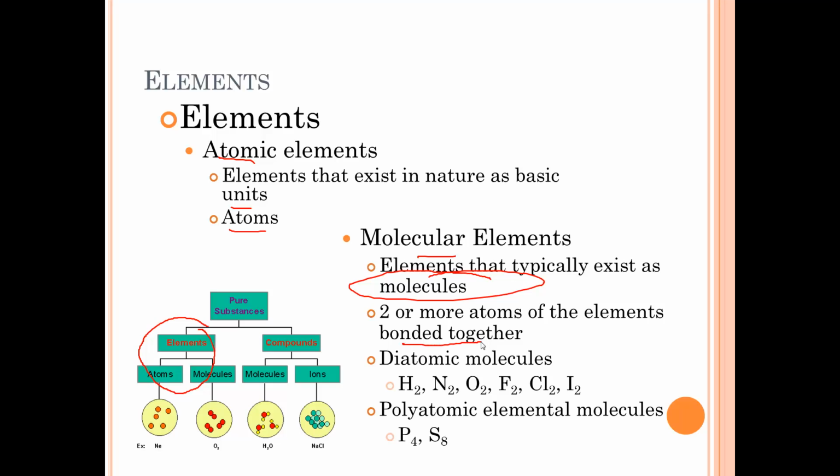Remember, the definition of a compound was 2 or more elements, whether they're the same or different. Well, now we're focusing on them being the same. Notice there's only 1 element here, only 1 element here, so on and so forth. These are the diatomic molecules. And these are the polyatomic elemental molecules, P4 and S8.